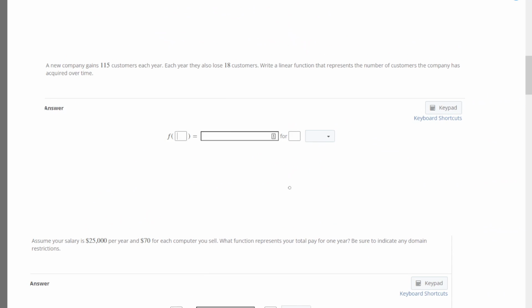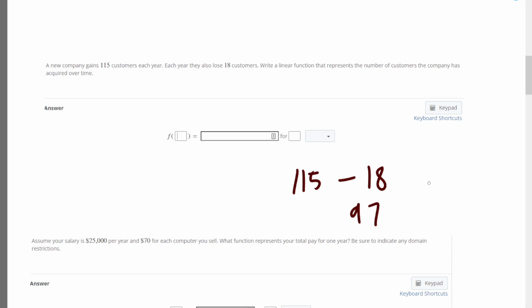A new company gains 115 customers each year. Each year, they also lose 18 customers. Write a linear function that represents the number of customers the company has acquired over time. Now, this one is trying to trick you a little bit because it has two different values that will be sort of together with x. What we can do is take 115 because we're gaining 115, but we're also losing 18 customers per year. So 115 minus 18 is equal to 97.